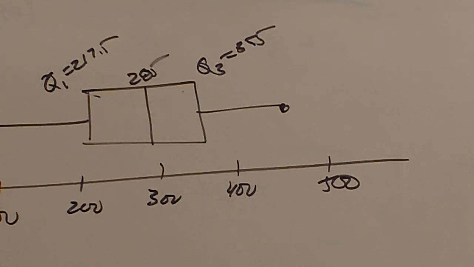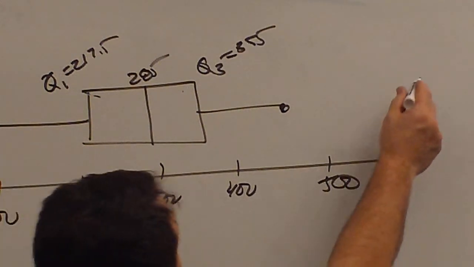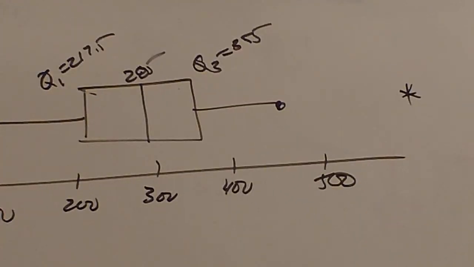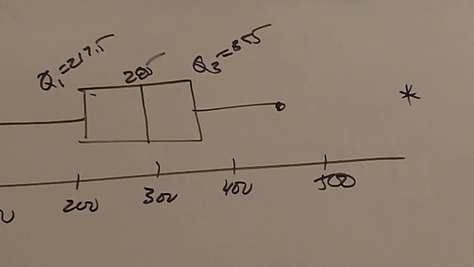If by chance I had a data point at 600, I would show it as simply an outlier, if I had that data. Okay, want to see that okay? Okay, we're going to skip 4 for right now and move on to 5.